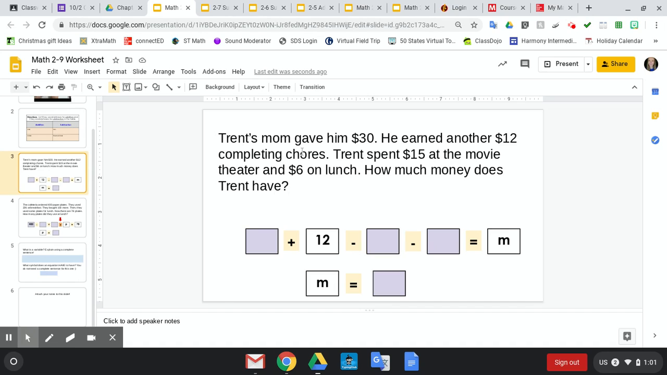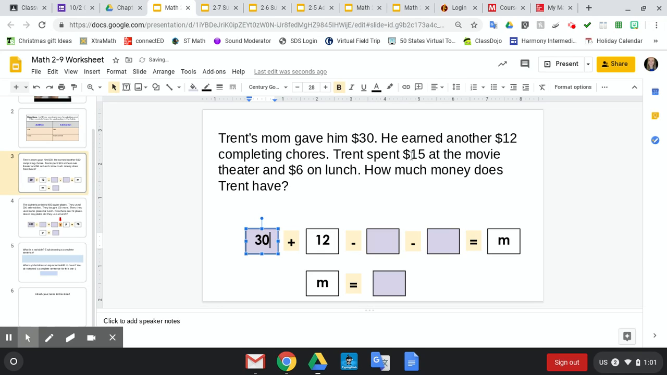So as I read this problem, Trent's mom gave him $30. He earned another $12 completing chores. Trent spent $15 at the movie theater and $6 on his lunch. How much money does Trent have? What we're going to do is start with the amount that he had. Then he earned 12, so we are adding 12. Then he spent money. Spent is another term that means subtract. So we would subtract 15, and he also spent $6, so we would subtract 6.